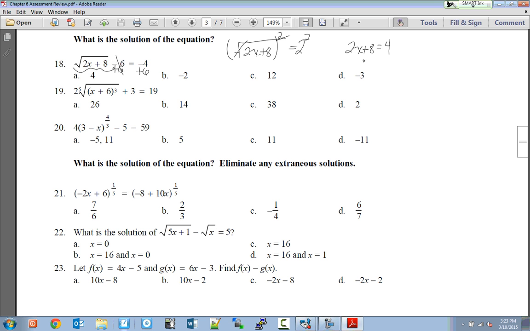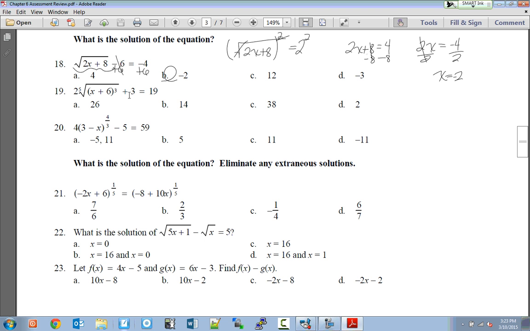Now it's just a simple solve for x. Subtract 8, subtract 8. 2x equals negative 4. Divide by 2, so x equals negative 2. All right, so for 18, the answer is B, negative 2.